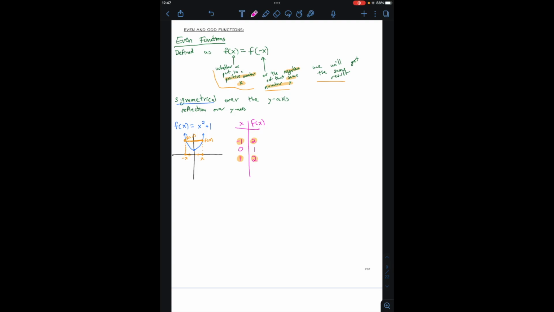And no matter what number we choose to put in, whether it's 2, 2 squared is 4 plus 1 is 5, negative 2 squared is positive 4, plus 1 is also 5. No matter what I put in, there's this symmetry. So the function is said to be symmetrical over the y-axis. Okay, so that's basically the idea behind even functions.